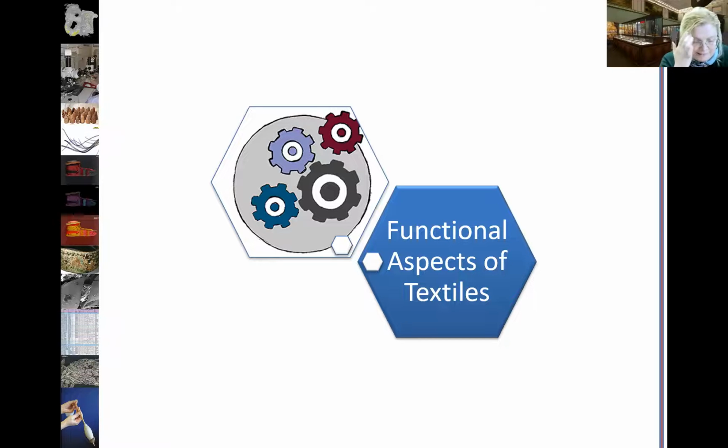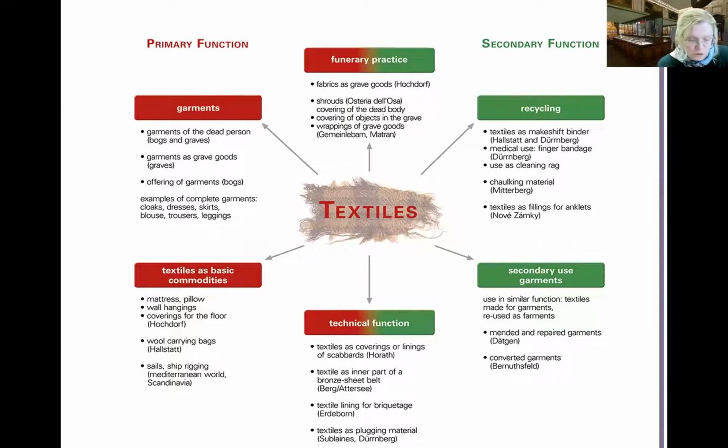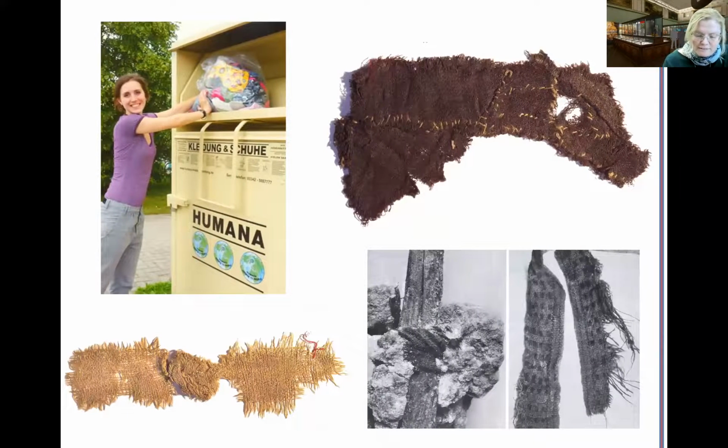I cannot present this in detail, but textiles, of course, had different functions. And we have a lot of archaeological evidence for that from prehistoric Europe, as garments, as basic commodities. For example, as wall hangings, pillows, as linings for swords, but also wrappings in graves. And very important, we see aspects of recycling. And so we really bring archaeological textile research together with the needs of modern societies, the SDGs.